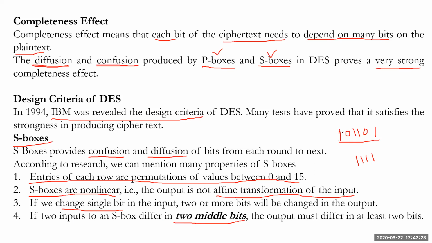First, the outer two bits will be considered as the specification of the row value. This is the row value, and the middle 4 bits will be considered as the column value. This is the column value here. Based on the row and the column, we have to get one particular output here. I have already shown you in the previous example.